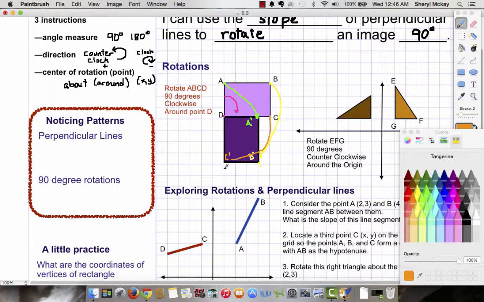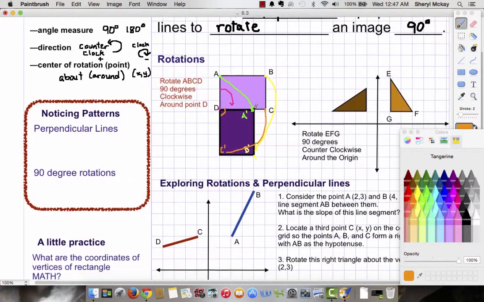See what I just did? I just moved D from here to here. Basically, this line came down here, D stayed the same, and then A came down to this point, B came down to this point, and C came down to this point. Do you see how that rotated 90 degrees? Okay.